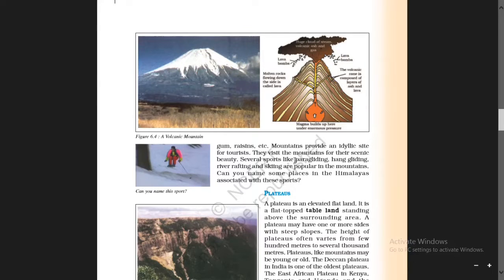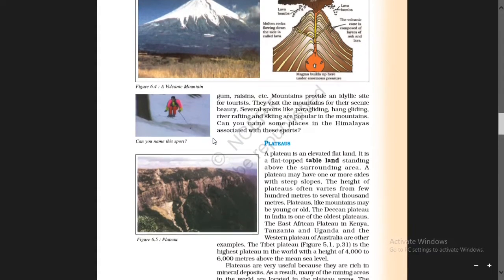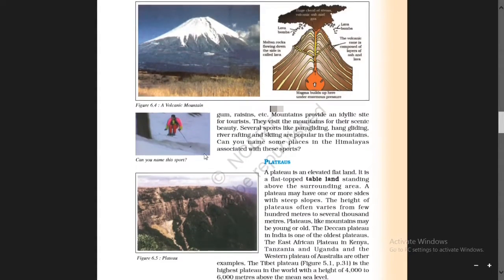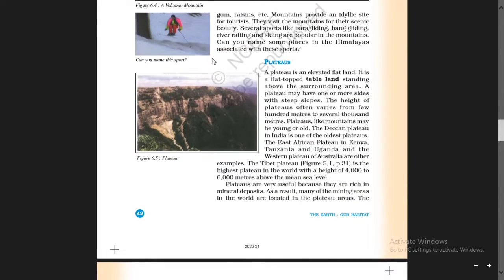Several sports like paragliding, hang gliding, river rafting, and skiing are popular in the mountains. So you see, sports such as paragliding, hang gliding, river rafting, and skiing are popular in the mountains. Can you name some places in the Himalayas associated with these sports? You do it yourself, this one, boys.